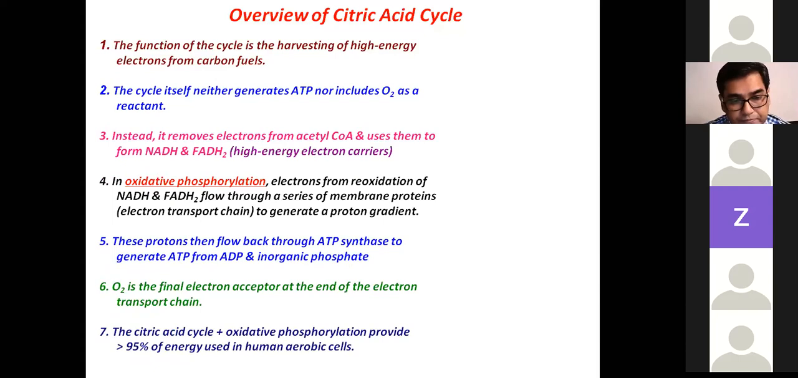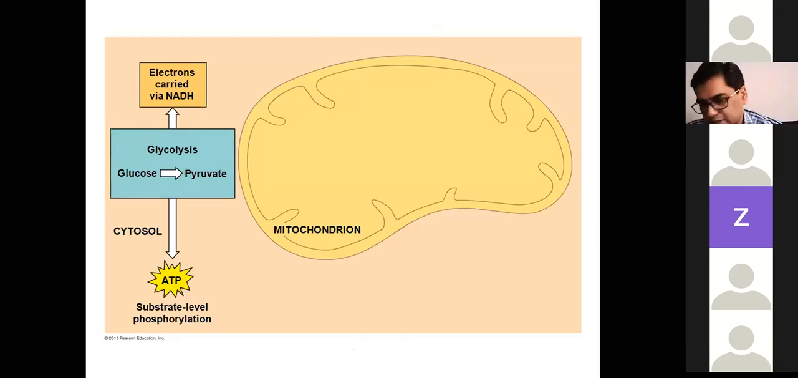Okay. So more than 95% of the cell energy is coming from the citric acid cycle plus oxidative phosphorylation. जब ये दोनों प्रोसेस कंबाइन होंगे और सीक्वेंशियली अपने रिएक्शंस कंप्लीट करेंगे तो सेल को एनर्जी मिलेगी इन द फॉर्म ऑफ ATPs. नाउ वी विल सी कि ये होता कैसे है.